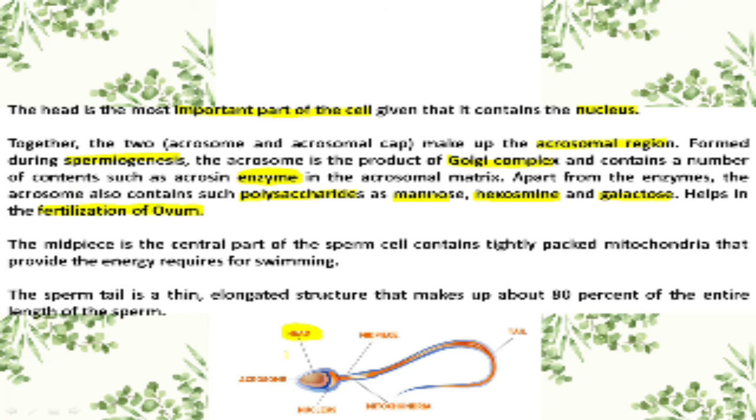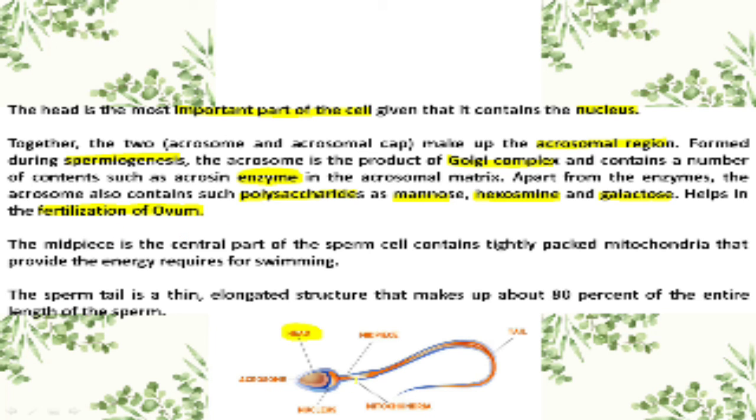So the location is important, because the labeling of the sperm is equally important. This acrosomal region you can see in the diagram, and it has the enzymes which are necessary for the fertilization of the ovum.